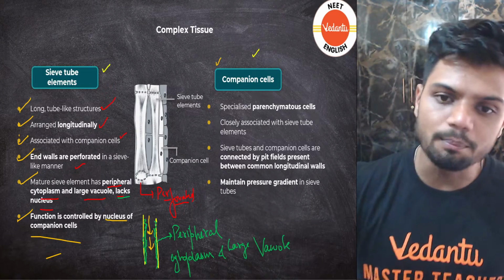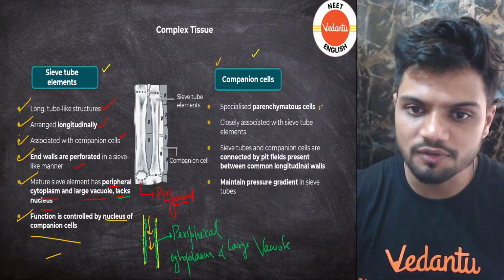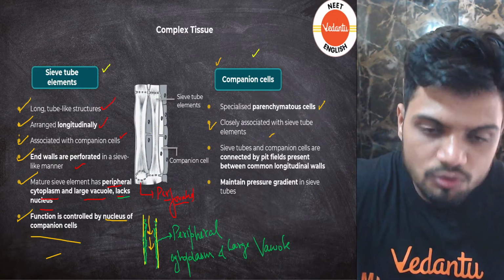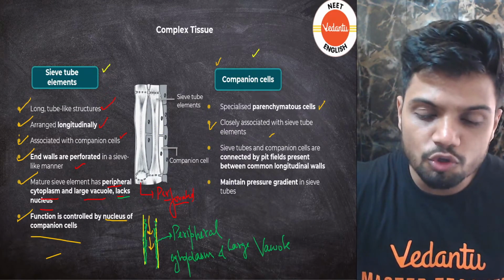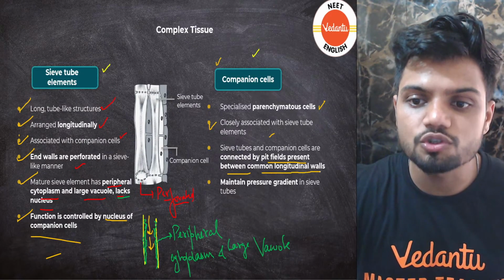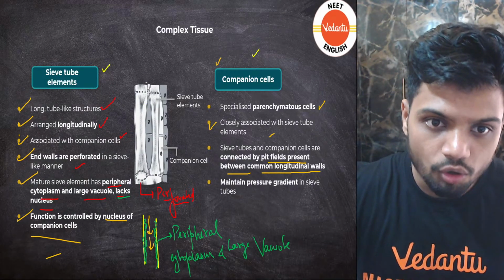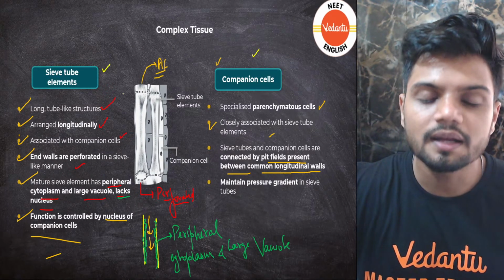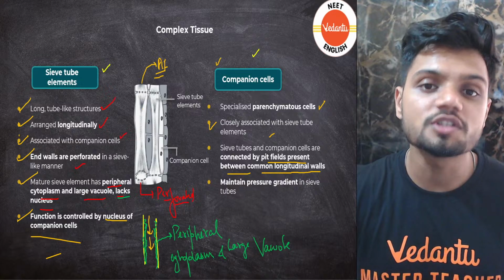Okay. Now see the companion cells. Specialized parenchyma cell, first one, done. Closely associated with the sieve tube elements. Obviously, can you see? Close association is there. The sieve tubes and companion cells are connected by pit fields present between common longitudinal walls. In the common longitudinal walls, they have pit fields. Can you see here? Pit fields. They're connected. That's how they can control, can talk to each other basically.